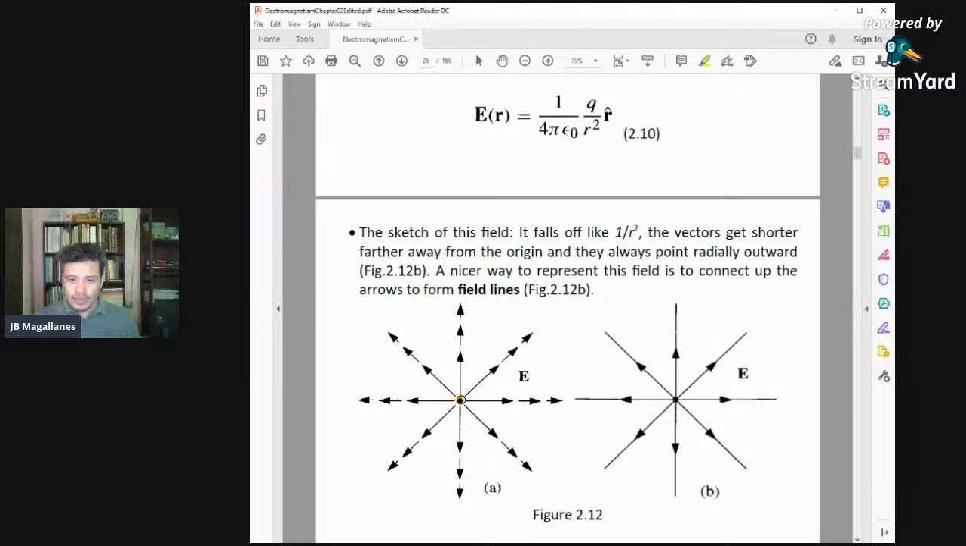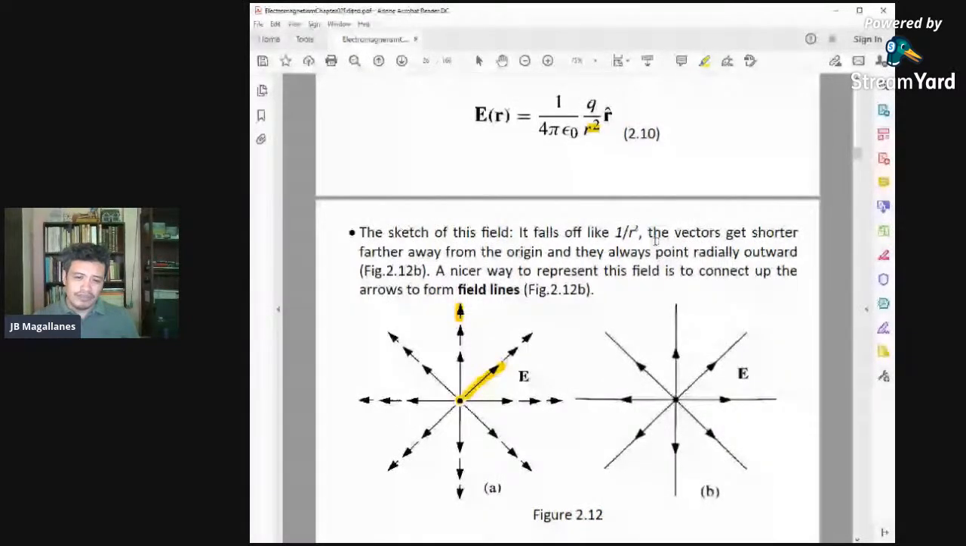When you're very near the source, the R is small, so when you are near the source, the field is strong. But if you're far away from the source, the field is weak. So the farther you go away from the source, the electric field gets weaker.